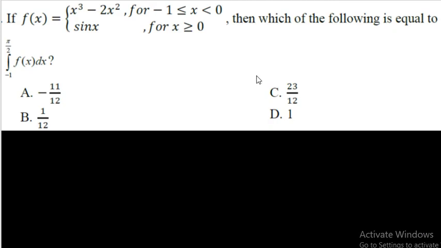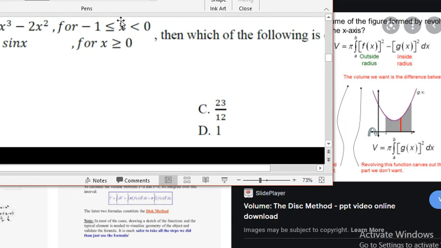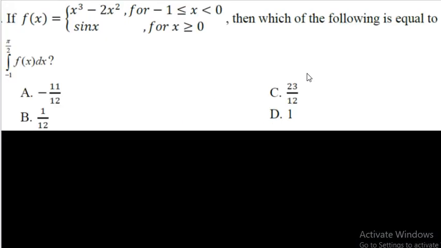The last question for today is a piecewise function. It says f of x is equal to x cubed minus 2x squared for negative 1 less than or equal to x and x less than 0. And again, f of x equals sine x for x greater than or equal to 0. And then we are asked to find the value of the integral of f of x from negative 1 to pi over 2.